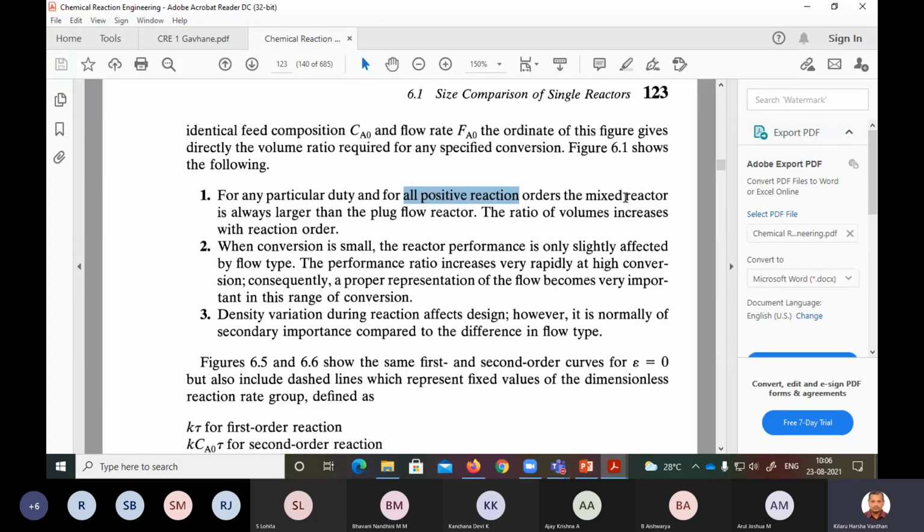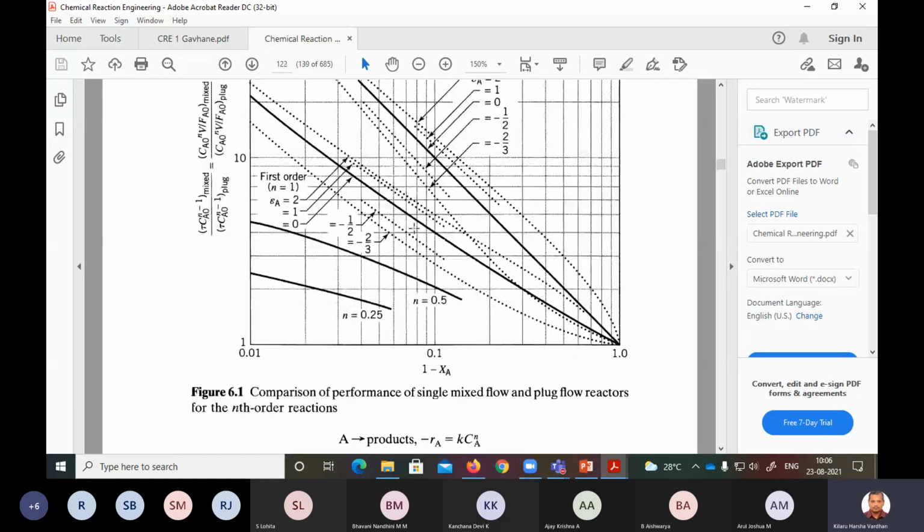For any positive order, your mixed reactor will always have more volume or more tau compared to that of tau p, that is, the plug flow reactor. This is the question I asked: why? I'm showing you all these curves and everything, but why is the volume of a mixed reactor for a particular conversion very high?